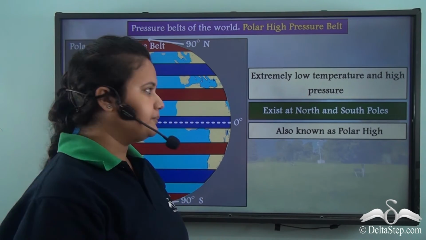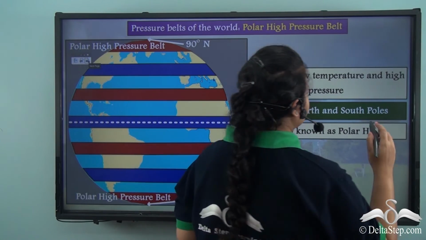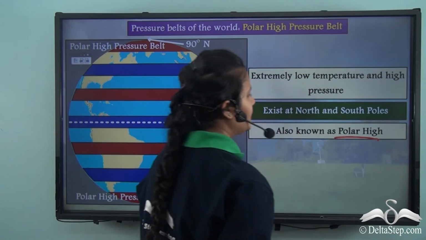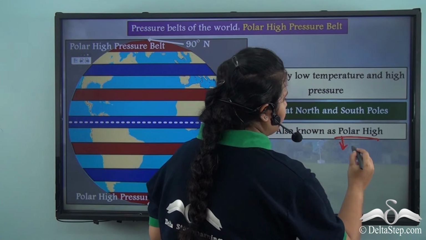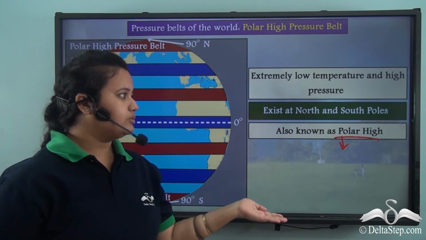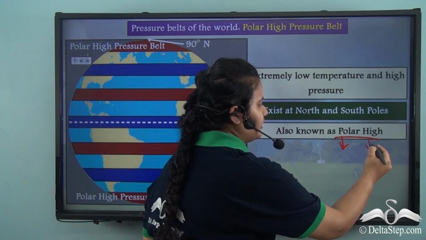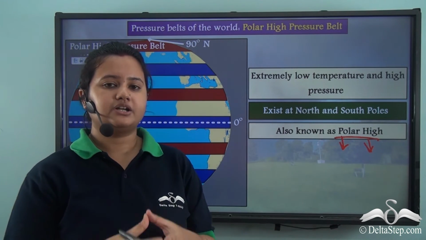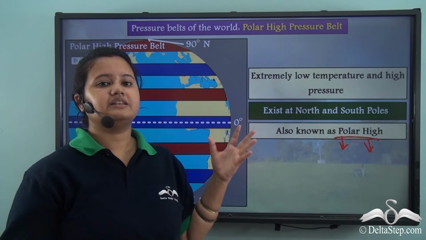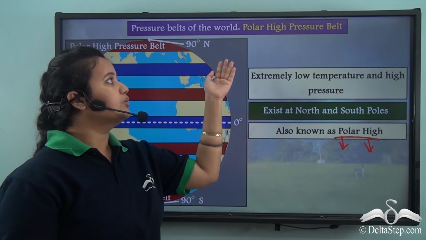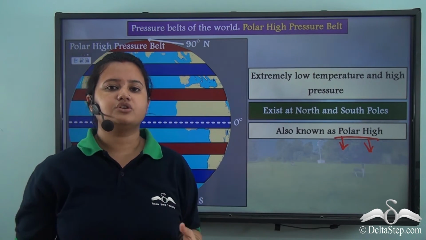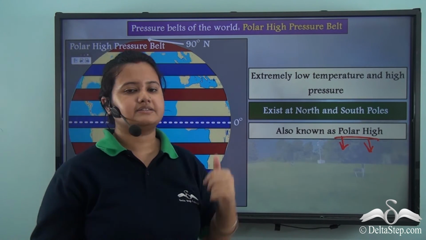The polar high pressure belt is also known as the polar high. Polar because it is found near both the poles, and high because high pressure conditions exist in this region. So the polar high pressure belt is also known as the polar highs.